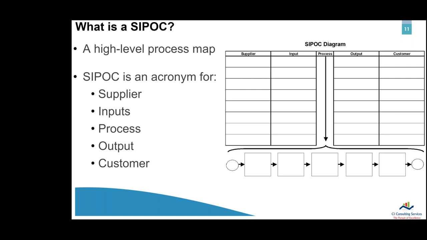So why is a SIPOC any different from any other tool that we use in the CI world? Short version is, it gives us a starting point for investigation on starting to break down the process. Even if I'm going to do a value stream map with a group of people, I like to start with a SIPOC, because to me, what it allows you to do is to keep track of the big picture and the purpose of why this process exists without getting lost in the details.